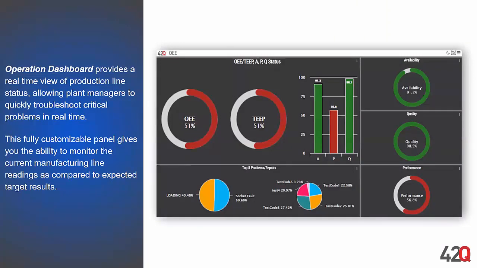The operation dashboard here provides a real-time view of production lines and their status, and allows your managers to look at the data and quickly troubleshoot problems in real time. This screen has customizable, resizable widgets. There's a 6x6 panel, and there are about 24 widgets that you can select from. Just drag and drop into place, and then stretch the widget to however prominent you'd like to see it.